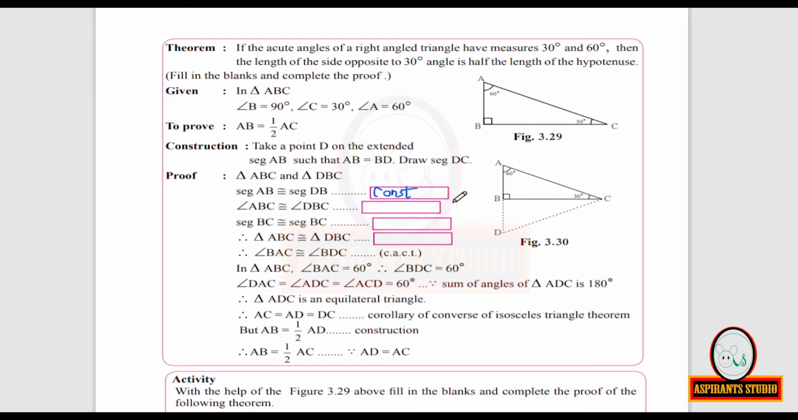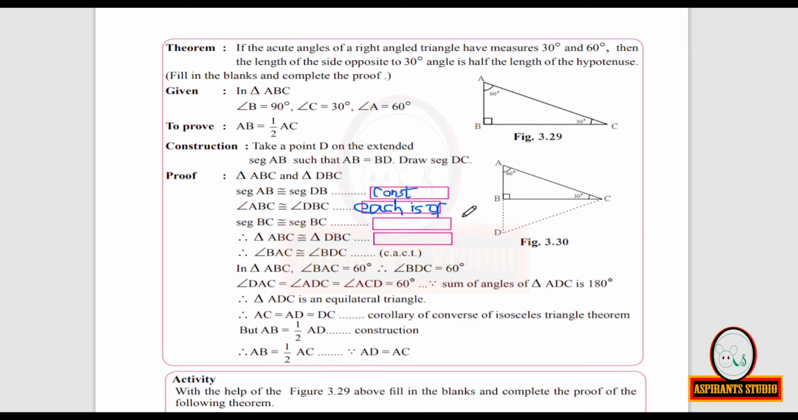Now coming to the figure. Measure of angle ABC is equal to measure of angle DBC is equal to 90 degrees. So angle ABC is congruent to angle DBC. The reason is each is of 90 degrees. You have to write within the box each is of 90 degrees. Otherwise you can also write each measures 90 degrees.